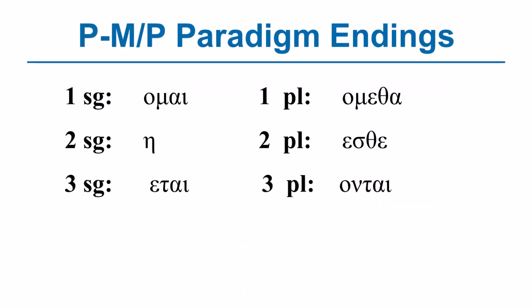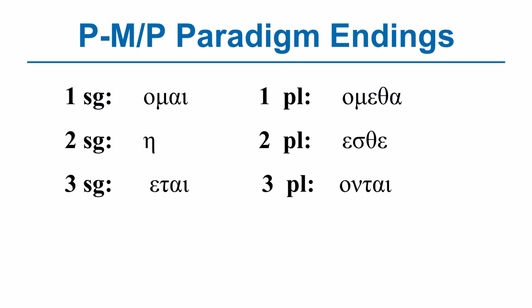So here is the paradigm for the present middle and passive indicative. Remember I said that the middle and the passive are sharing the same endings. The active voice is separate, it has its own endings, but when you come to the present middle and passive indicative, the endings are the same. But very important, how you translate the middle is different from how you translate the passive voice. We'll be looking at that shortly.